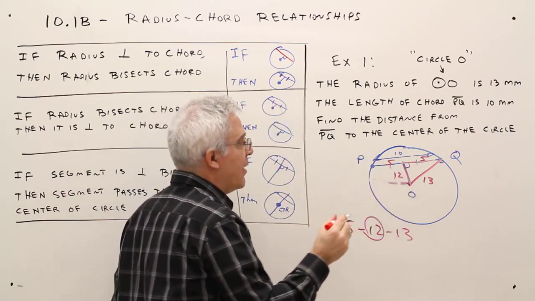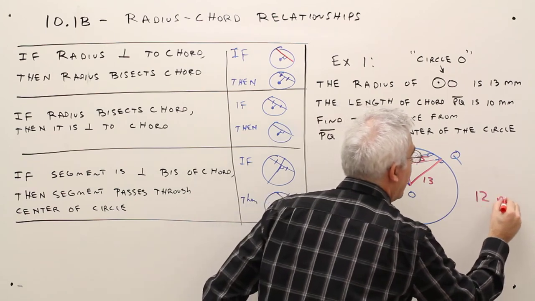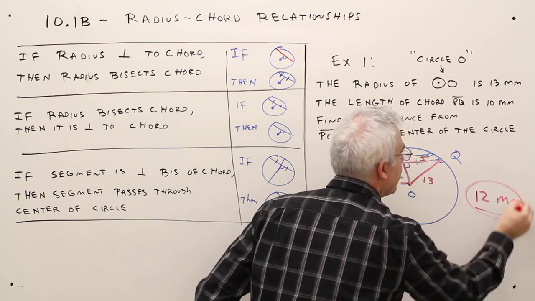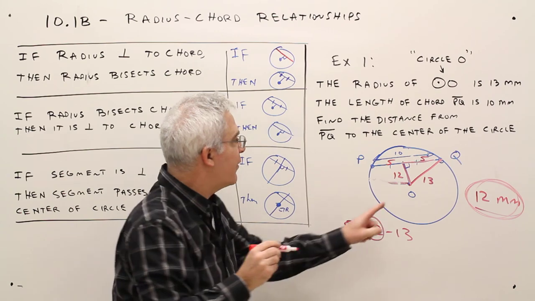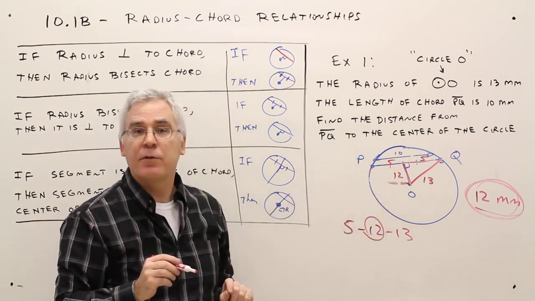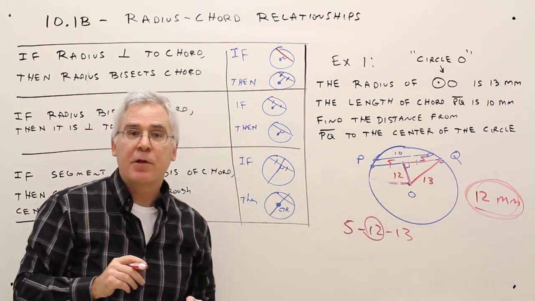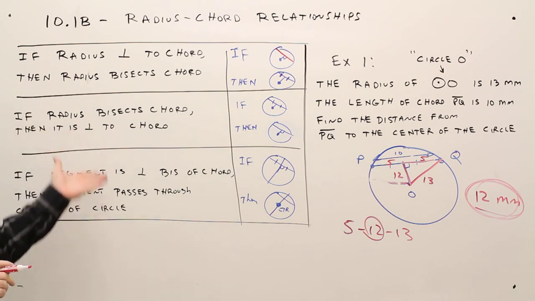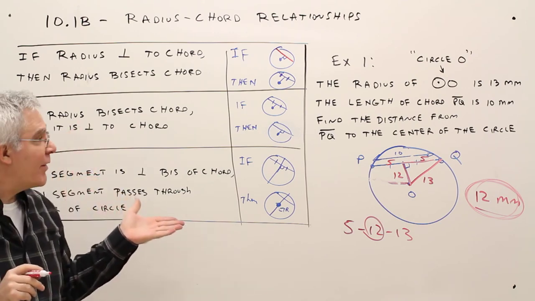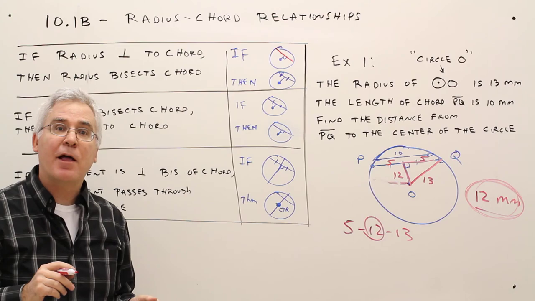So the answer would be 12 millimeters. And that's the distance from the center of the circle to that chord. So there you have it, 3 theorems with the radius chord relationships and one example on how to apply them.